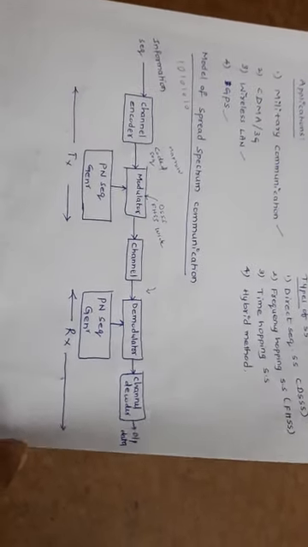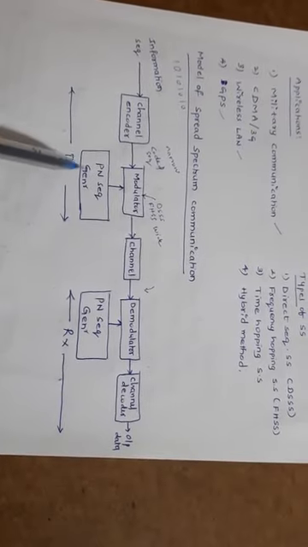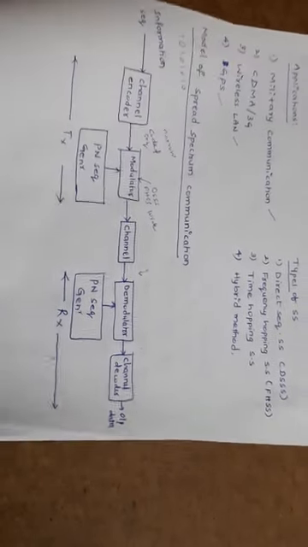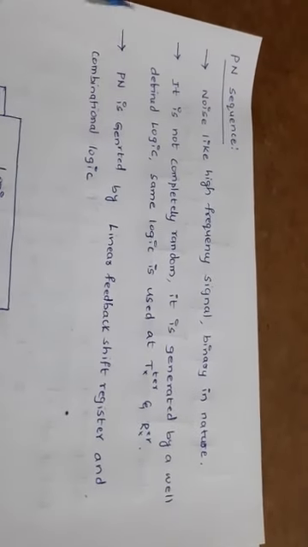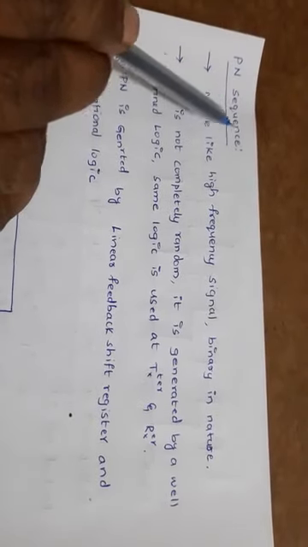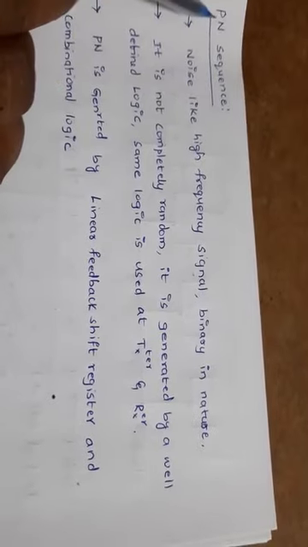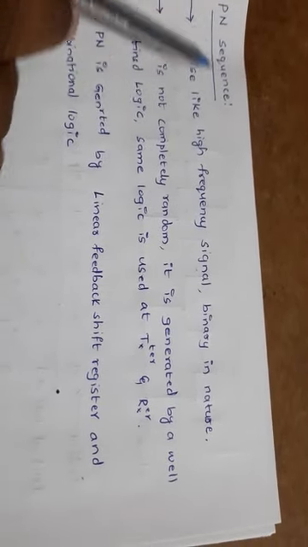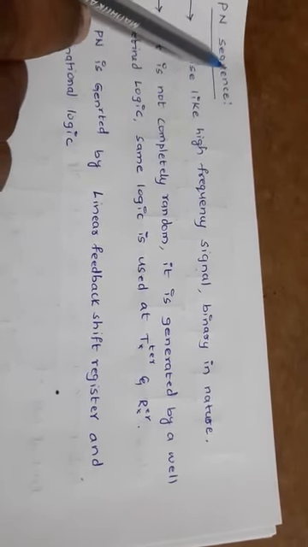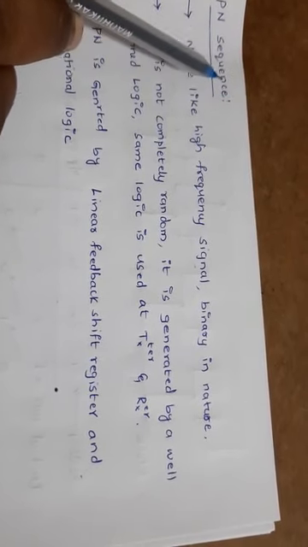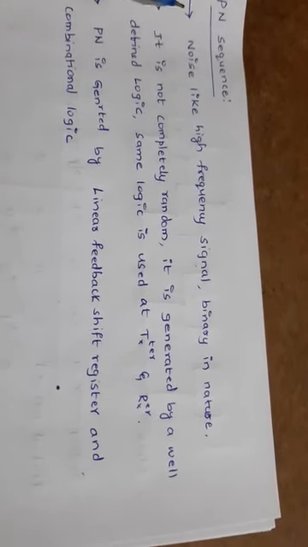Now let us see what this pseudo noise sequence is, what this spreading sequence is, right? Let us see one case of this spreading code, which we call a pseudo noise sequence, a pseudo random sequence, or simply the PN sequence. This PN sequence is a noise-like high frequency signal, which is binary in nature. The PN sequence is binary in nature, is a high frequency signal, and looks like a noise signal, right?